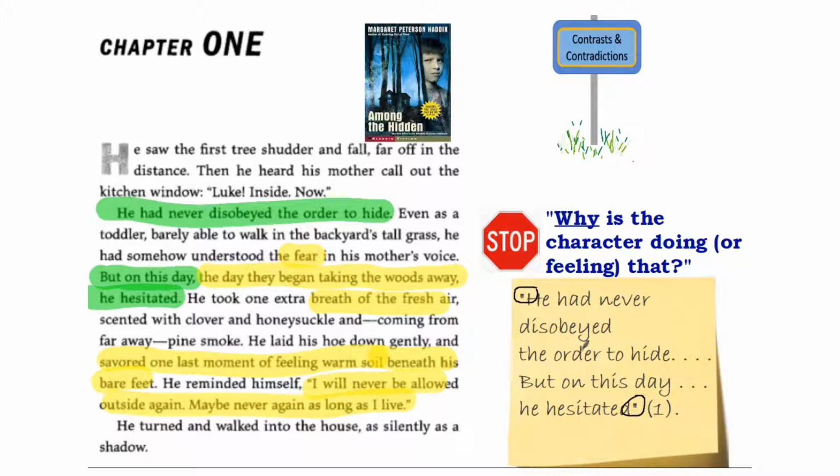"He had never disobeyed the order to hide." Because I left out some text, I put an ellipsis here. I wrote "...but on this day," and then I left out another phrase, so another ellipsis. "...he hesitated." Finally, I've put the page number where I found this text in parentheses and put a period at the very end. So now I've got my sticky note, and I'm going to put that on my log when I'm ready to do that.